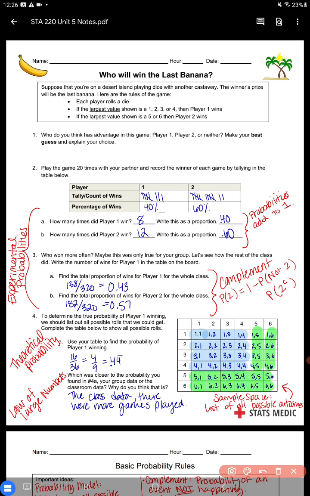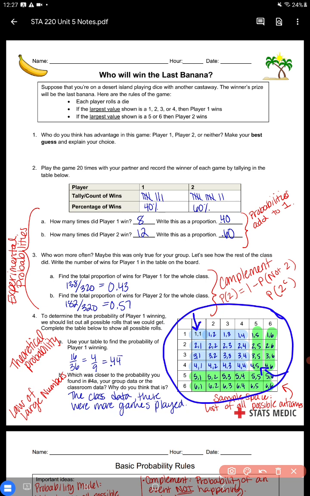So in question number 4, they say, let's determine the true probability of player number 1 winning. And the way we do that is we list out all the possible rolls that we could get when we roll 2 dice. And so this square right over here is what we call our sample space. And our sample space is just a list of all possible outcomes that we could have from an experiment. So for example, we could roll 2 dice and both of them could be a 1. We could roll 2 dice and the first one could be a 4 and the second one could be a 5. So these are all the possible outcomes.